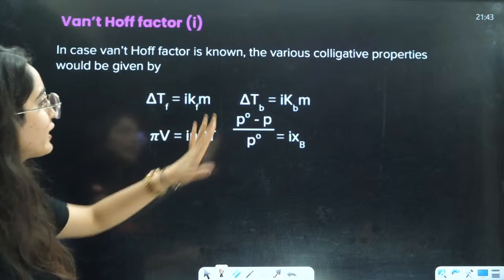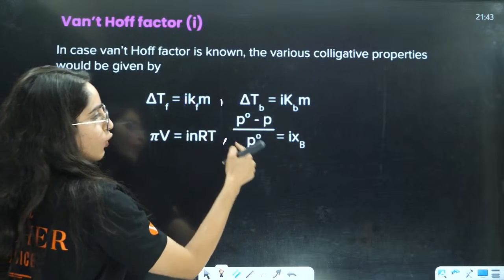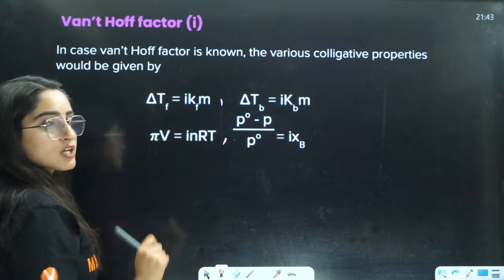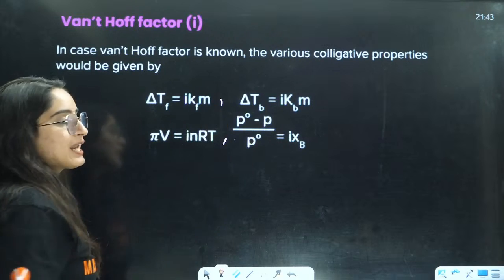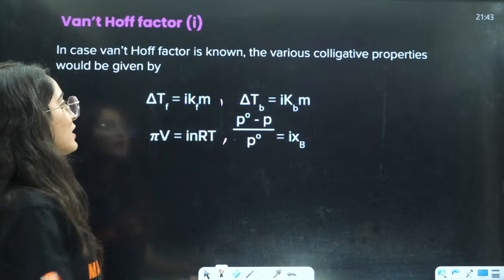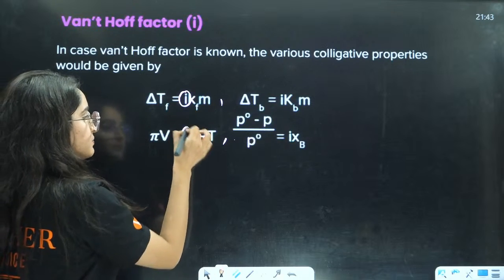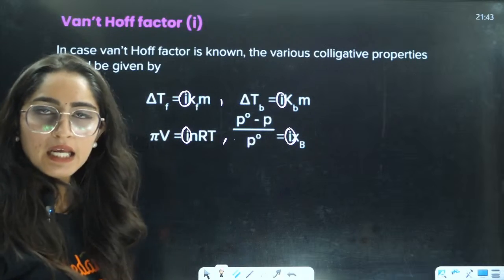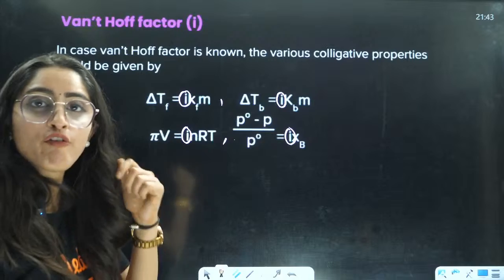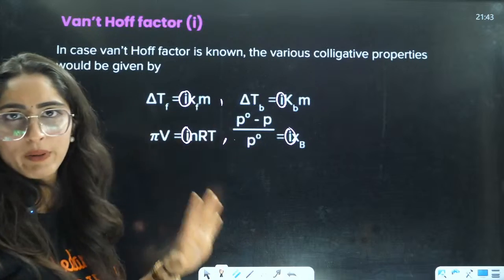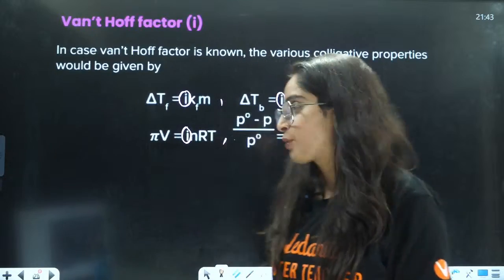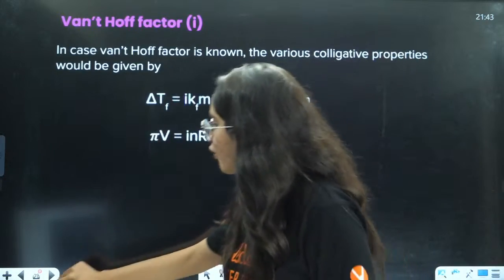So all the colligative properties, whether it's relative lowering in vapor pressure, osmotic pressure, depression in freezing point or elevation in boiling point, they will have i as the multiplication factor, right? You will multiply the Van't Hoff factor in all these properties. Then only you will get the correct value of the colligative property.